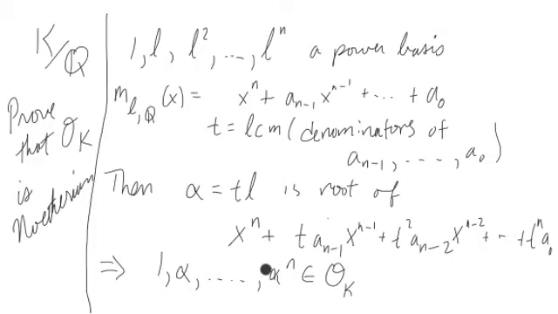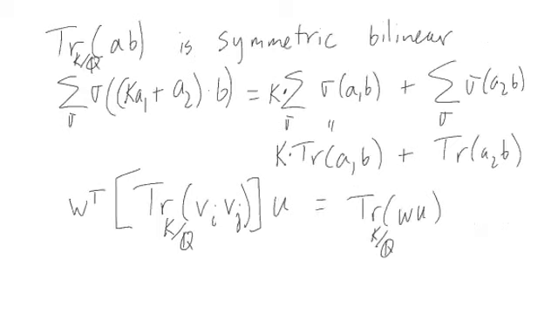Okay, so in that way, we can have a power basis for the ring of integers that's made up of an integral element. This is a power basis for K as a vector space over Q, but all the elements of that basis are in OK.